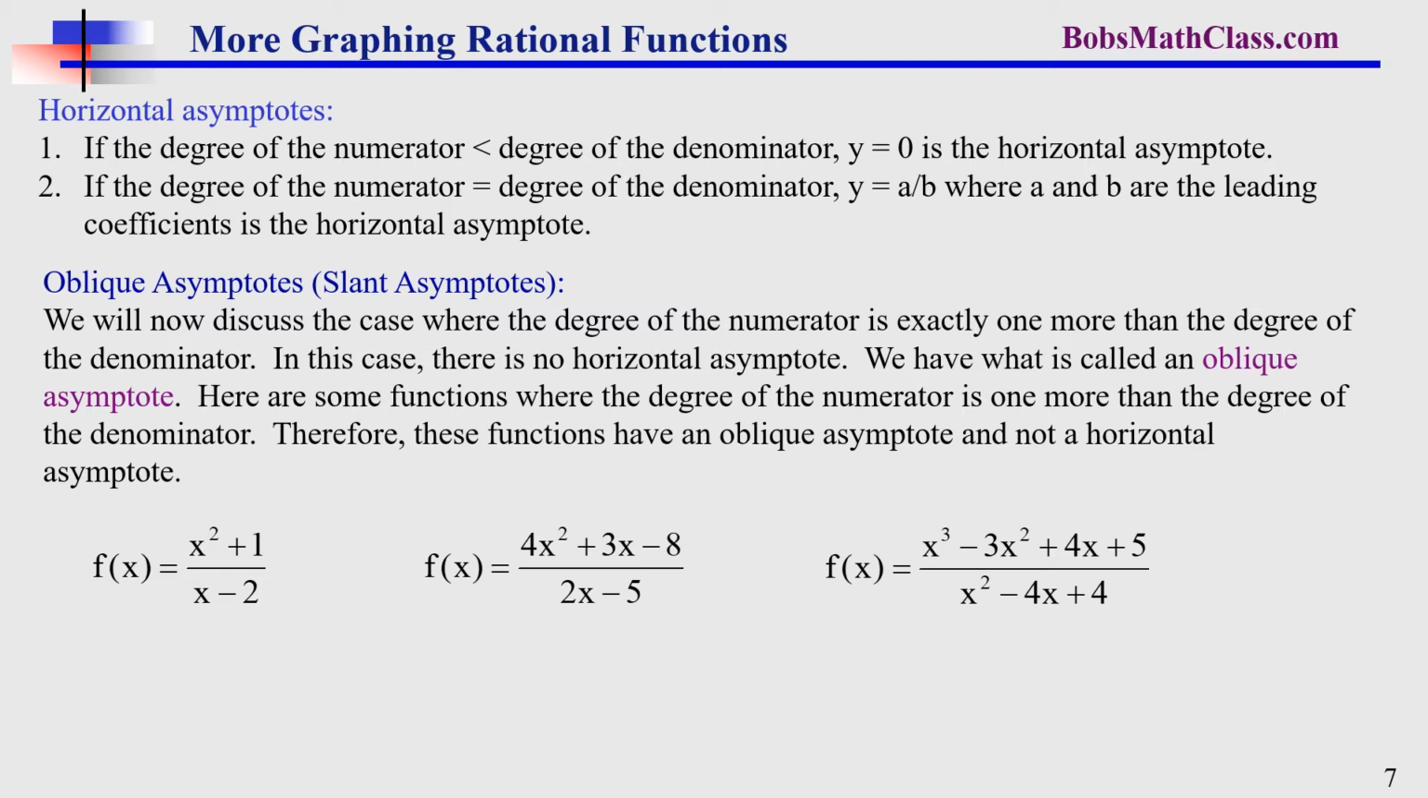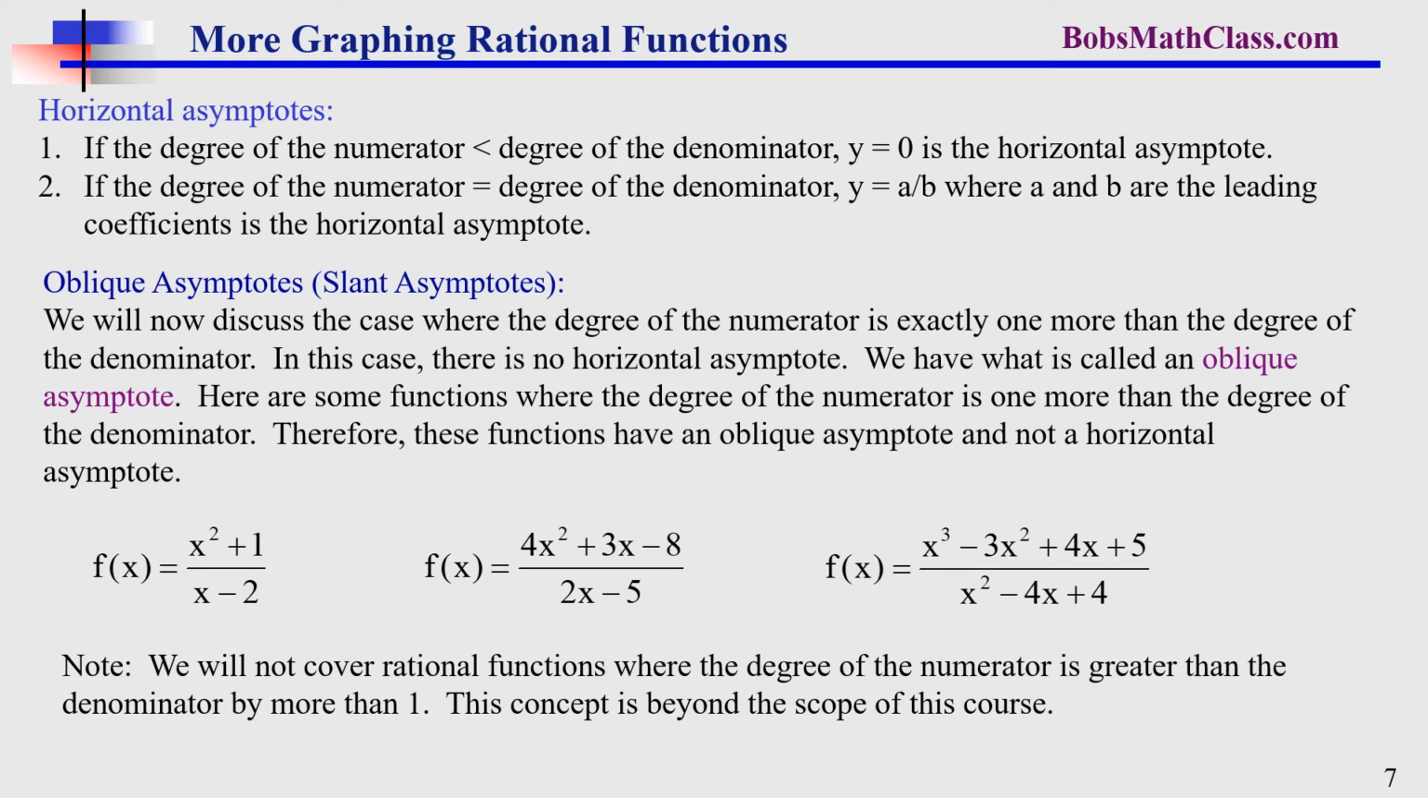So when we have an oblique asymptote, we do not have a horizontal asymptote. You can only have one or the other. Yeah, just another note, we're not going to cover when the degree is greater by 2 or 3. That's beyond the scope of this course.